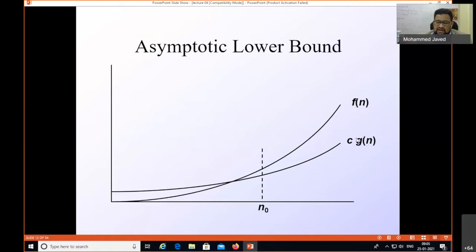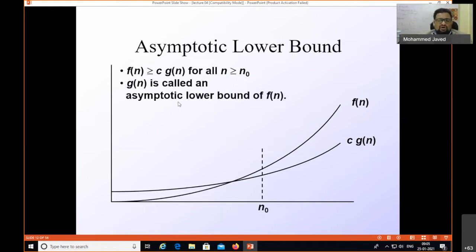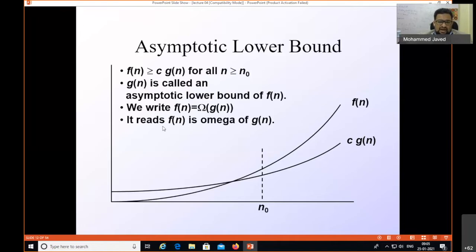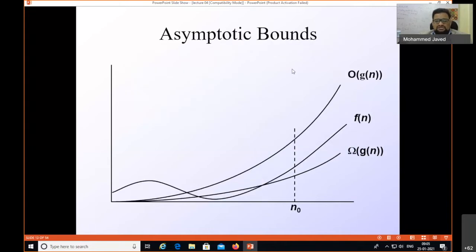And now your f of n, that is the actual computing time of your algorithm, is always greater; it cannot be less than the best case, right? It cannot be less than c into g of n. It is always greater than c into g of n. Okay, so here formally you can define f of n is greater than or equal to c into g of n for all n greater than n naught, and g of n is called an asymptotic lower bound of f of n. We write f of n is equal to big omega of g of n, and it reads f of n is omega of g of n. So that is the case here.